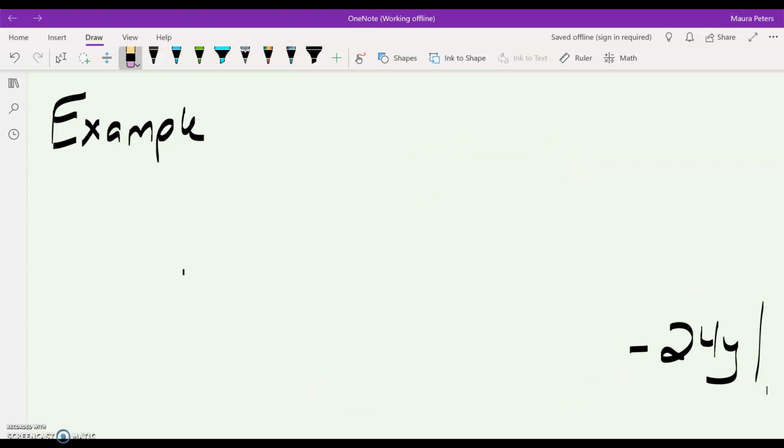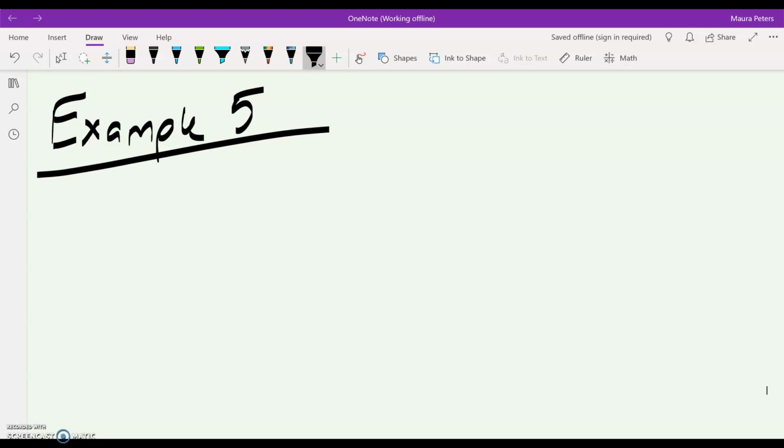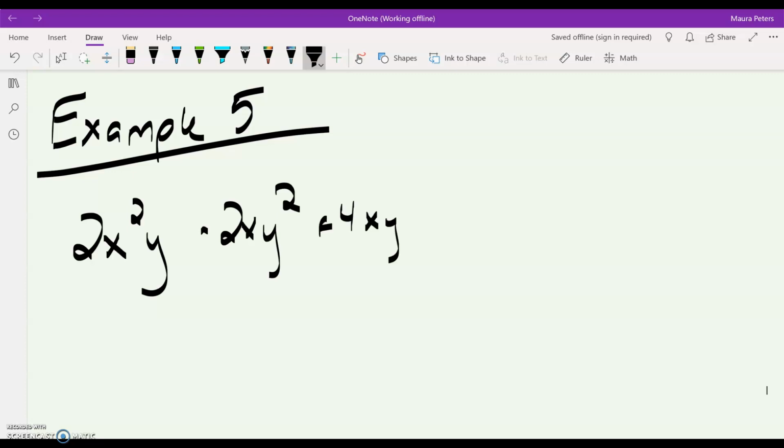Going to use a little bit more of a challenging type example. This is example 5. Let's go with 2x squared y minus 2xy squared plus 4xy.